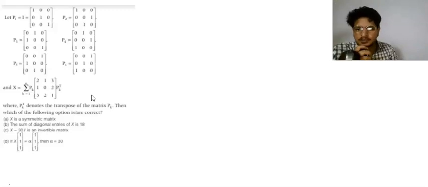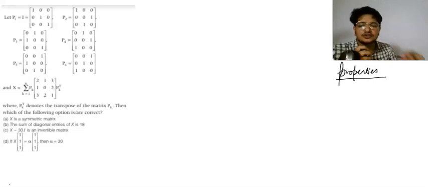Hello students, in this question there are four options given, and we have to check whether these four options are correct or not. Here I will write the properties which we will use, since it is a JEE Advanced question. There might be possibilities that 4 to 5 properties are used in order to solve one question, so we will write all those properties here.